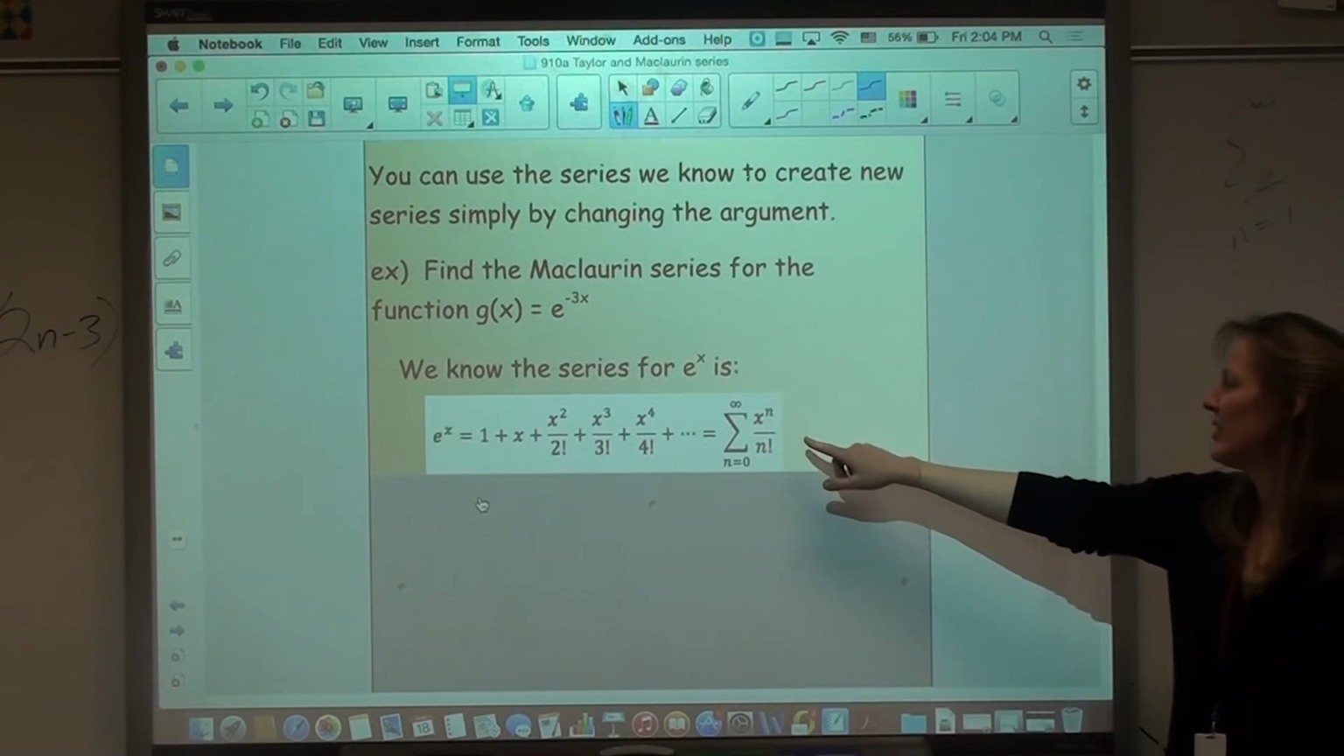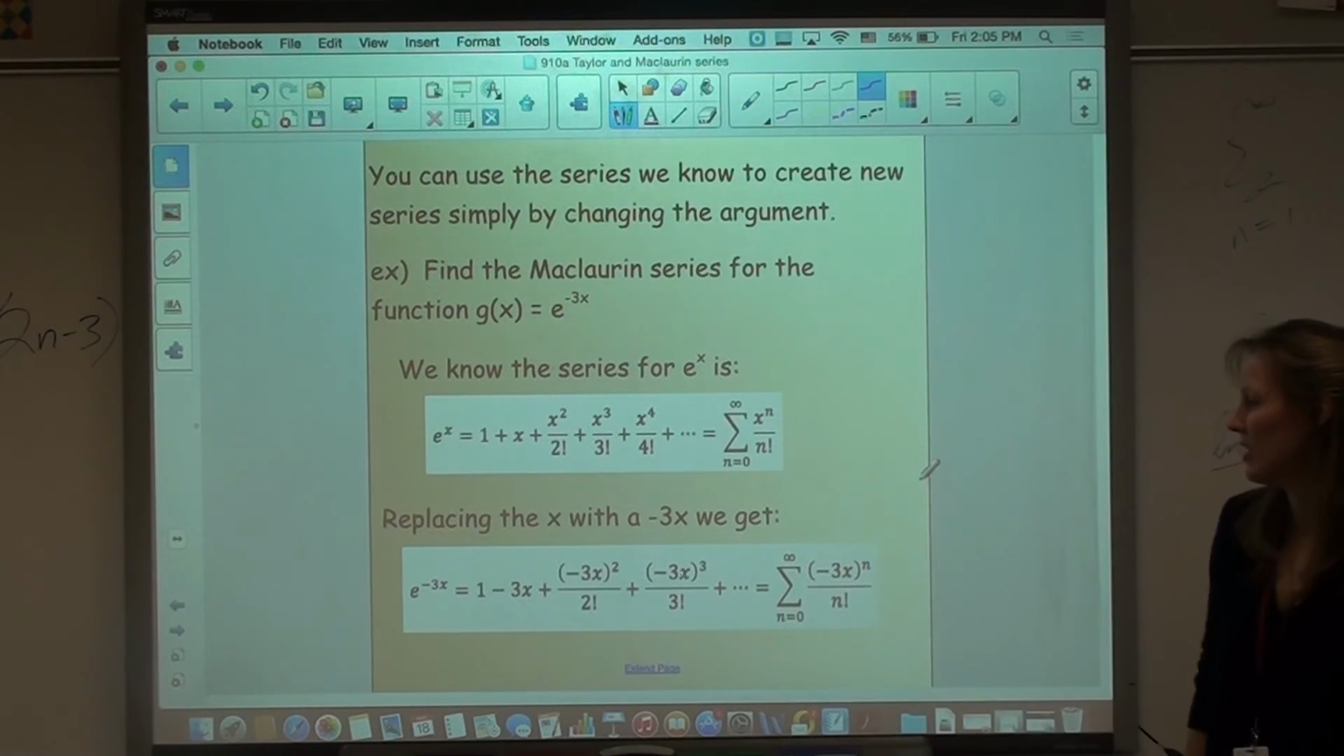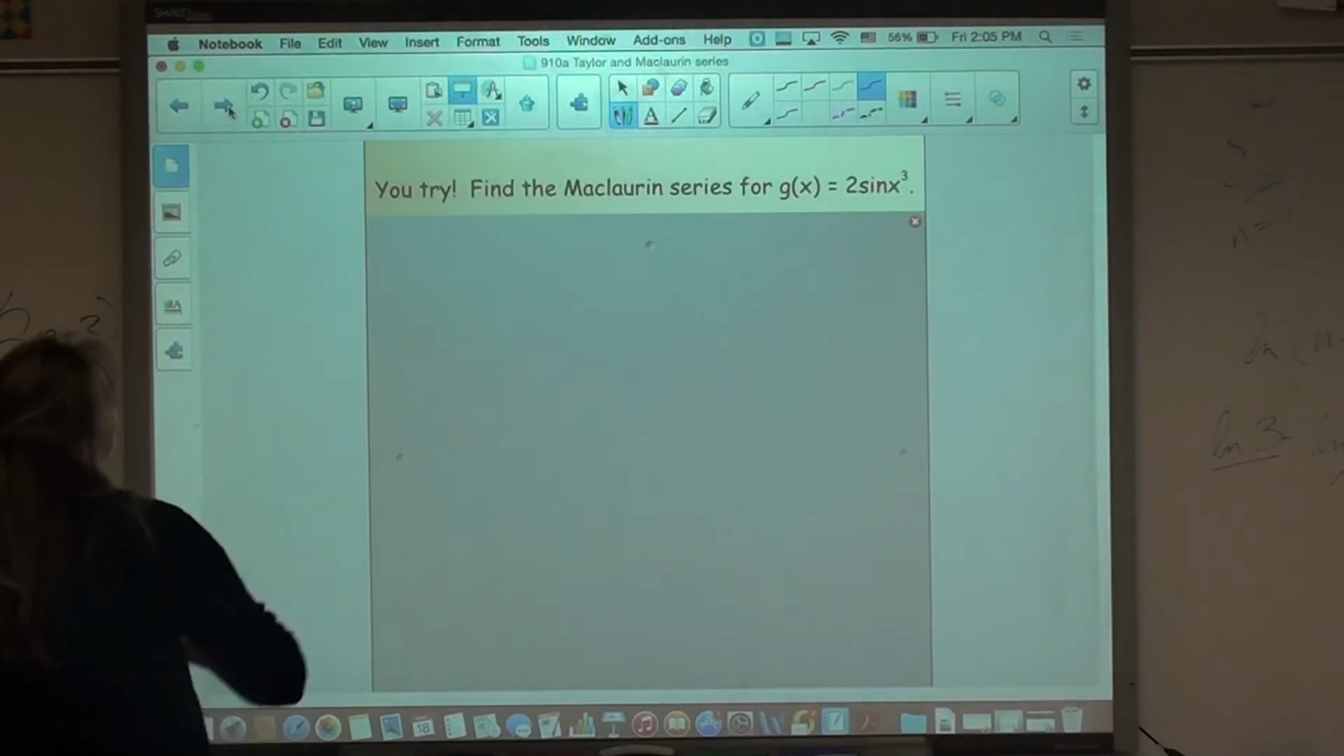Okay, so we're going to do e to the -3x. We just changed the x to a -3x, and you end up with (-3x) to the n over n factorial. Whoa! Is that okay? Not too tough, right? All right, ready to try one?